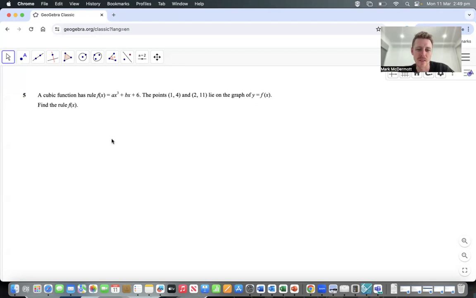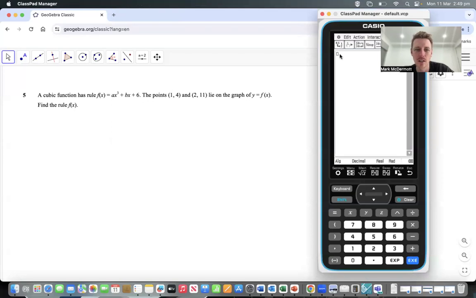So this can be answered in two ways. One is with a calculator, one's without the calculator. You should be able to do it both ways. But basically, you should hopefully recognize that we're going to get two simultaneous equations. Then we're going to substitute x and y values into those equations, and then we're going to solve those equations simultaneously.